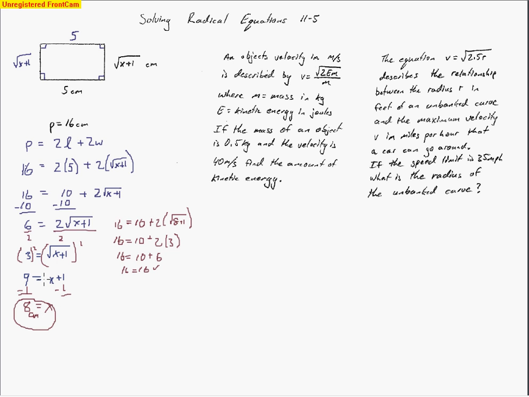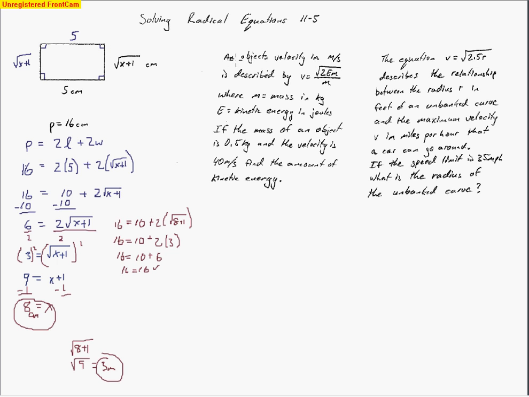Now if they wanted to know the length of this side here, whatever that side was, we would say the square root of x plus 1. I'm going to put the 8 in for x, and then I end up with the square root of 9, which is 3. So 3 centimeters is the actual length of this side here.